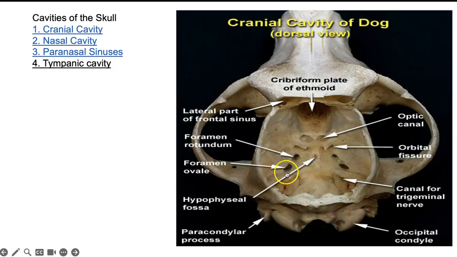And then we have the oval foramen. Here, the foramen rotundum. Just for your attention, the foramen rotundum, or round foramen, can only be seen within the skull, not outside the skull, only within the skull. And this foramen is important for the passage of the maxillary nerve, which is a branch of the trigeminal nerve, which is number 5.